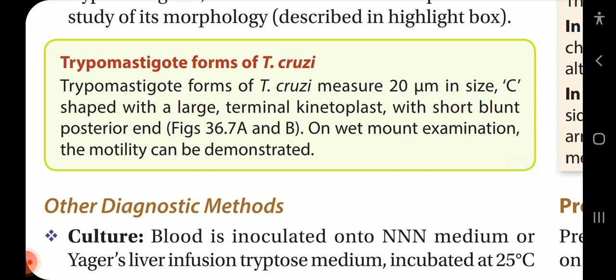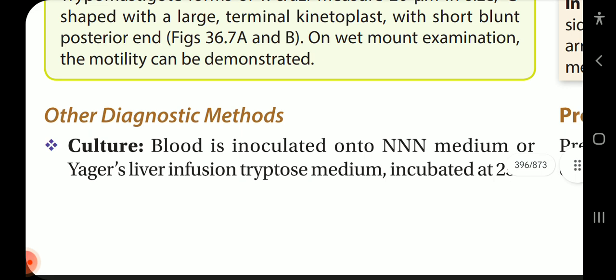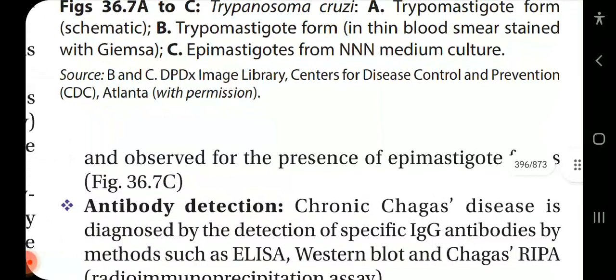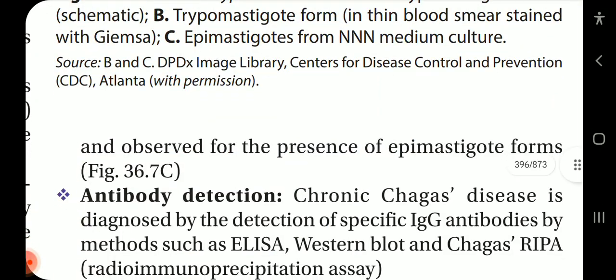Trypomastigote forms of Trypanosoma cruzi measure up to 20 micrometers in size, C-shaped with a large terminal kinetoplast and a short, blunt posterior end. On wet mount examination, the motility can be demonstrated. Other diagnostic methods: blood is inoculated into NNN medium for culture or Jager's liver infusion tryptose medium, incubated at 25 degrees Celsius and observed for the presence of epimastigote forms.